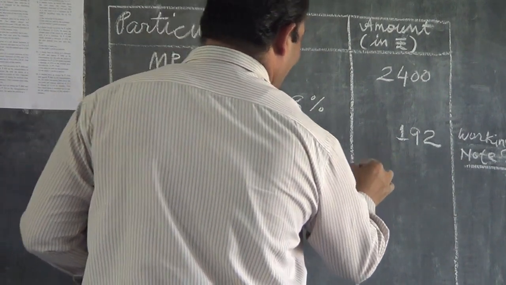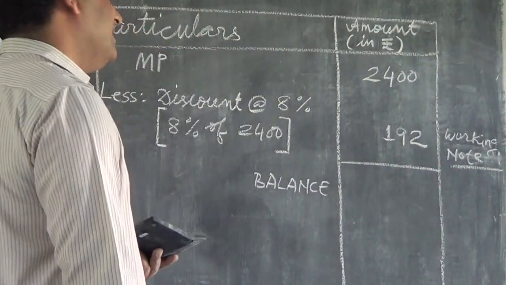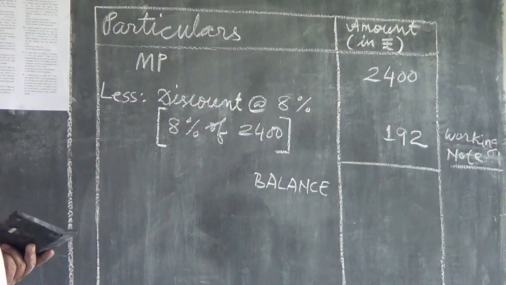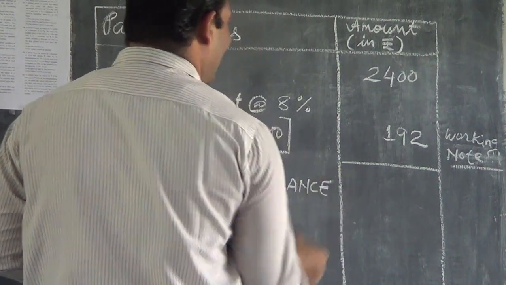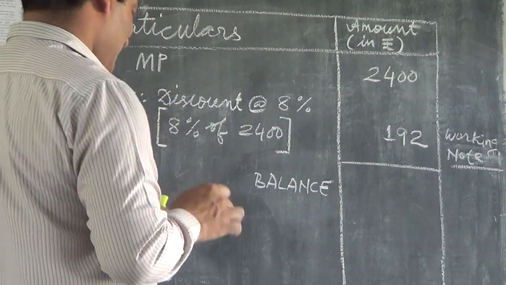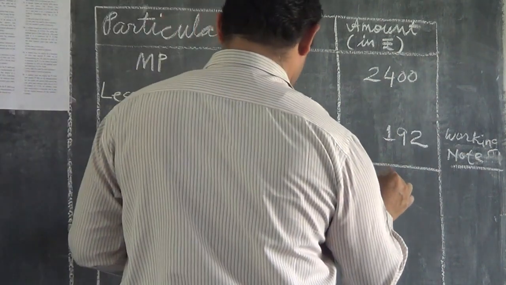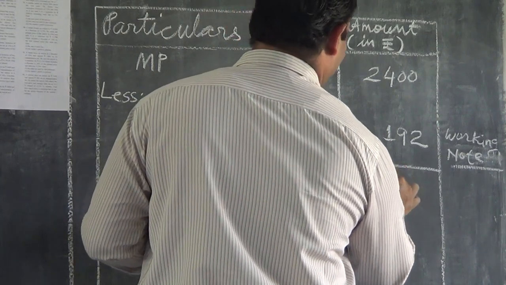After giving the discount, here I am writing the balance. I am not writing selling price or SP here. Remember, this is not the selling price.